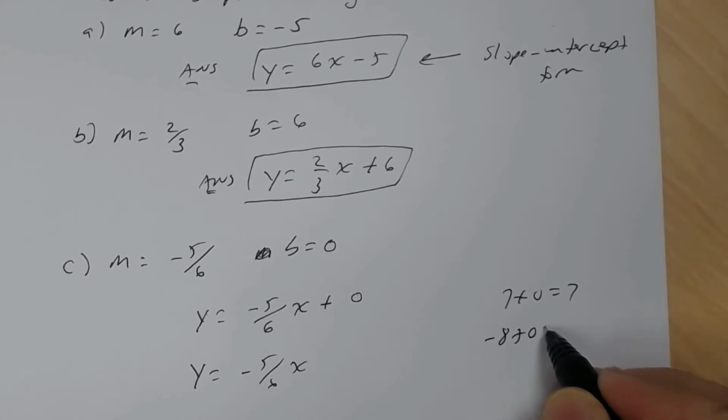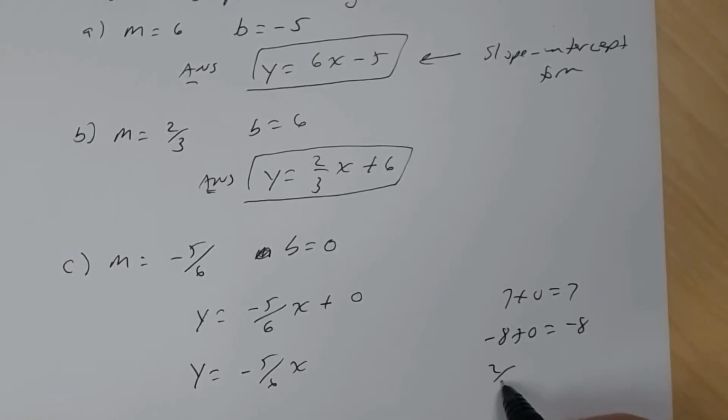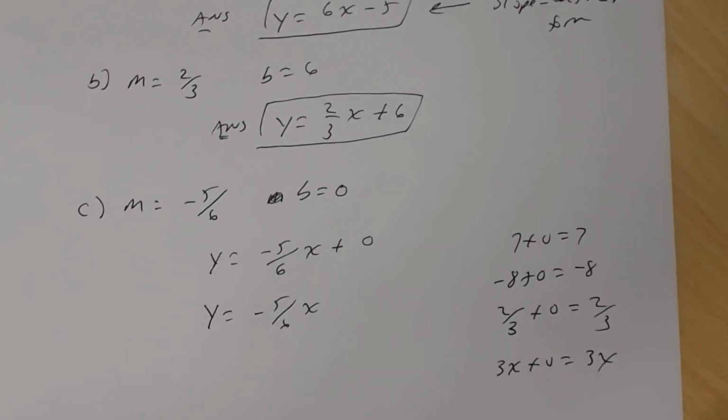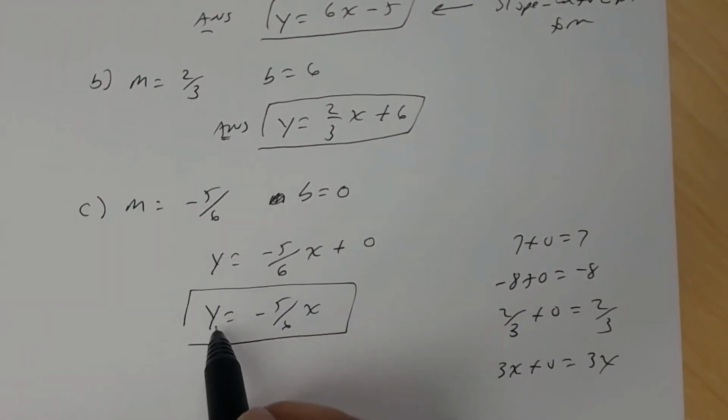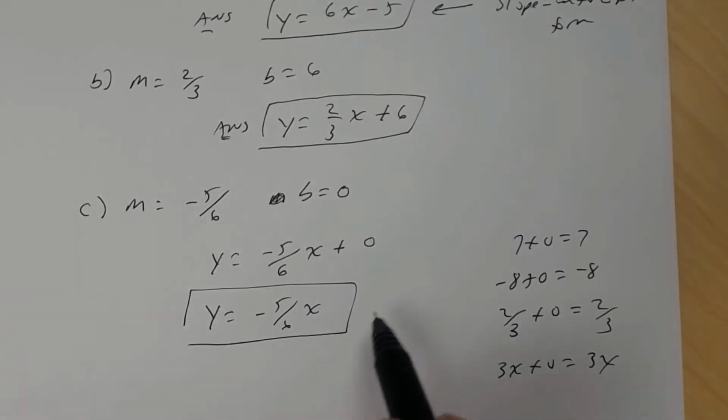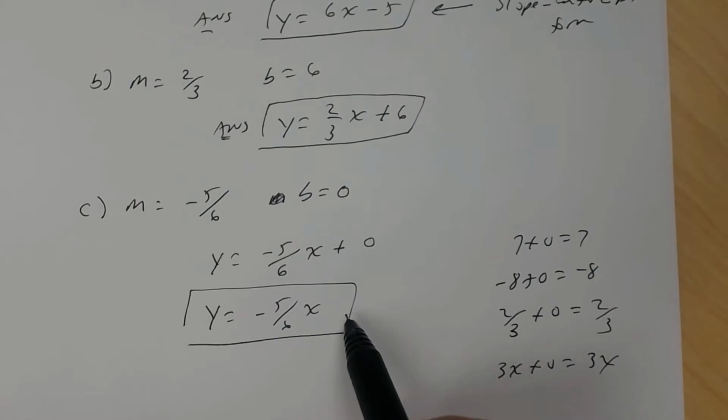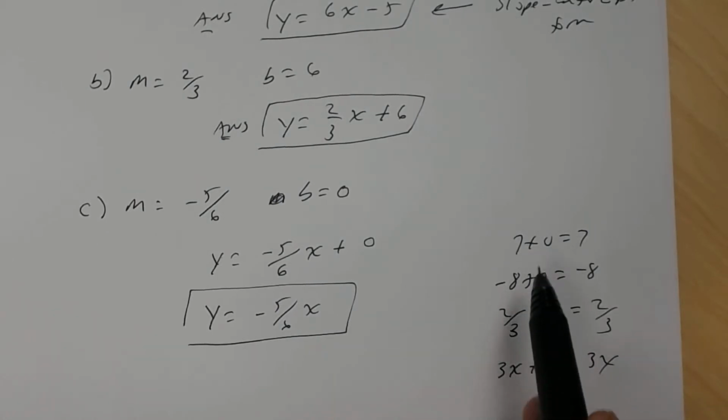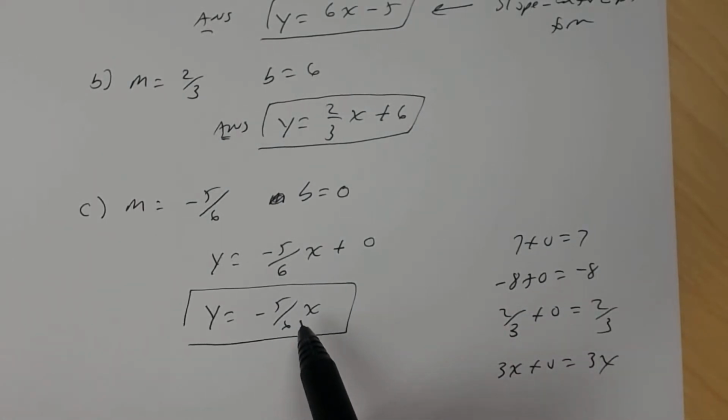-8 plus 0 is just -8. 2/3 plus 0 is just 2/3. So 3x plus 0 is just 3x. All right, so just keep that in mind. So this is your answer. That's what you need to write down as the answer. So don't leave it like this. You would need to remember some information from a previous lesson. So just write it like this.